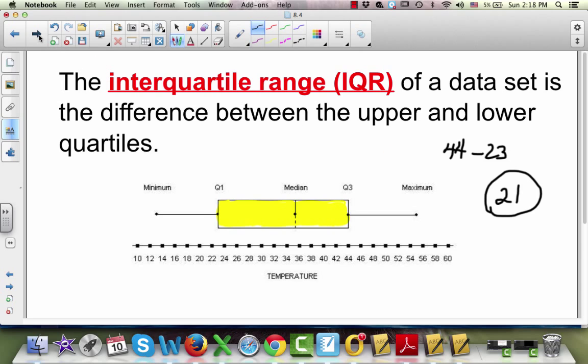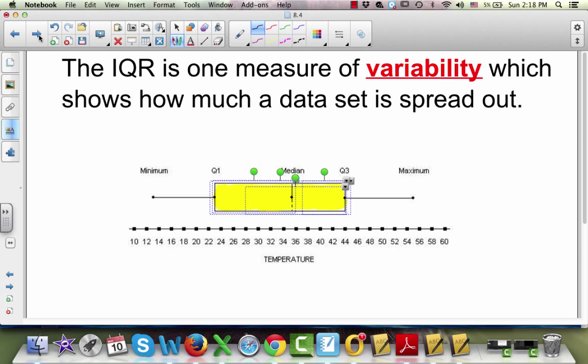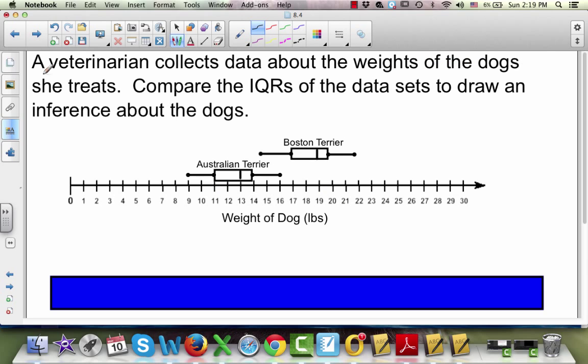Okay, let's move on. The interquartile range is one measure of variability which shows how much a data set is spread out. So in this circumstance, it's spread out from 23 to 44. Now, how do you use that kind of information? A veterinarian collects data about the weights of dogs that she treats. Compare the interquartile ranges of the data sets to draw an inference about the dogs.